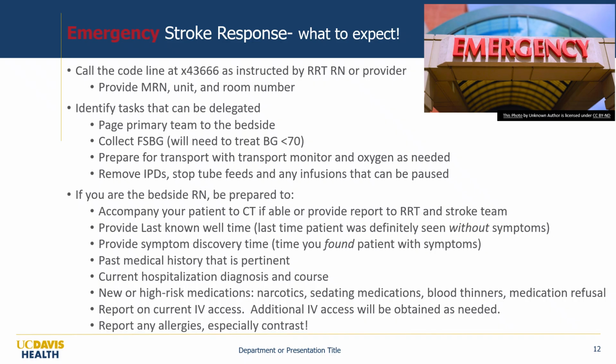If rapid response comes to the bedside and you give them the information and they let you know that we're going to activate a stroke alert, we need to call the code line at 43666 and provide the unit, the room number, and the medical record number for the patient. At this point, we're going to need some help to delegate some of the tasks that need to be done to prepare your patient for CT scan.